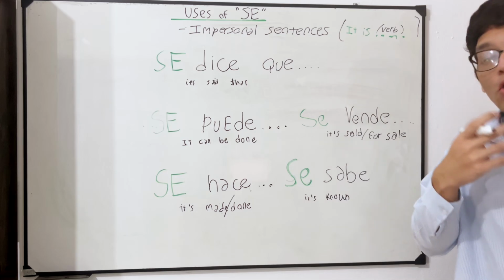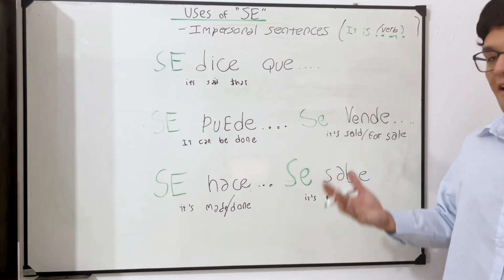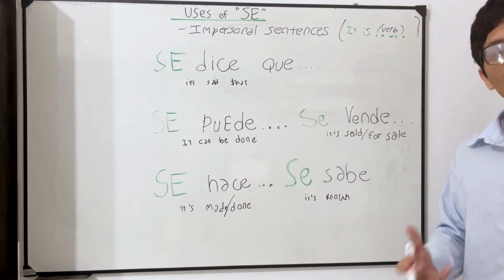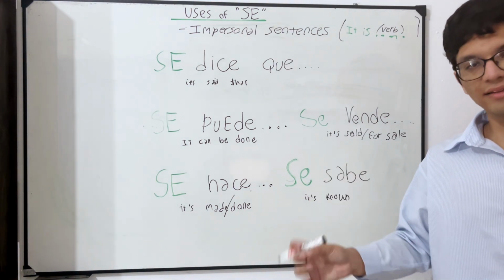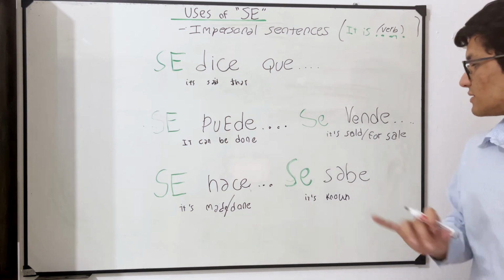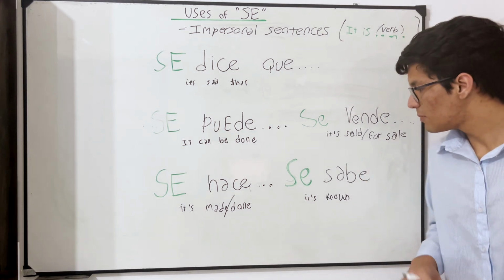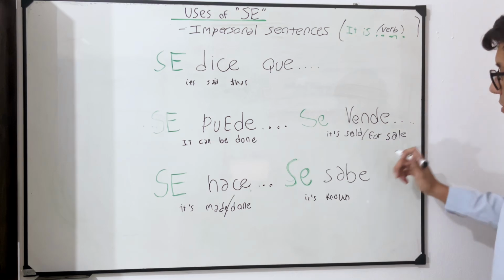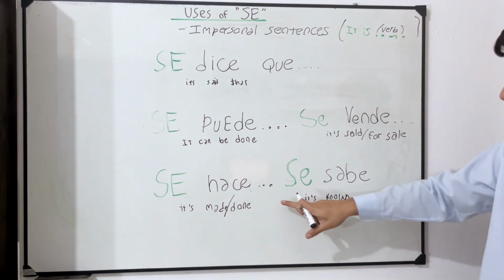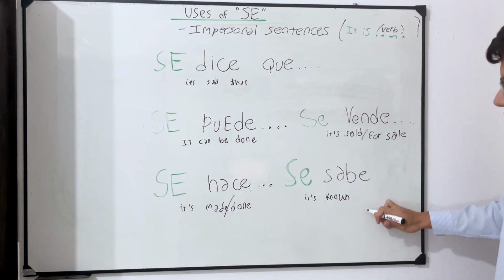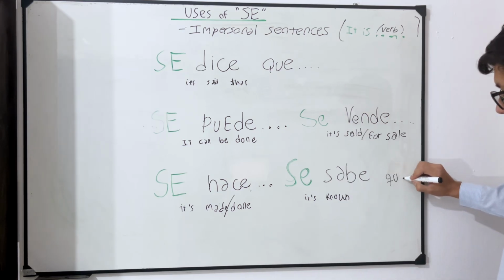So you would say, hola señor, ¿usted sabe dónde se vende yerba mate? That means, hello sir, do you know where yerba mate is sold, is for sale? Okay, very simple, right? So you can say the same. It is sold, it is for sale. Then se sabe is it is known that something. Se sabe que blah blah blah.